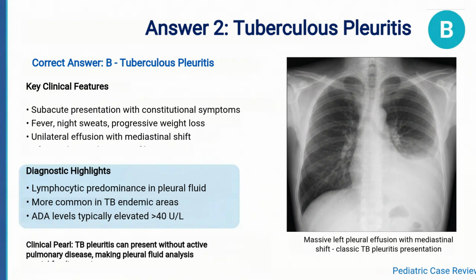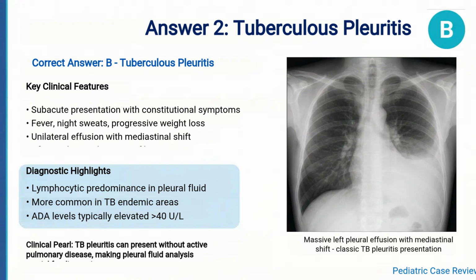The subacute presentation over 3 weeks with the classic constitutional triad of fever, night sweats, and progressive weight loss is the hallmark of tuberculous pleuritis. This is distinguished from acute bacterial empyema, which presents acutely over days with high fever and rapid deterioration.